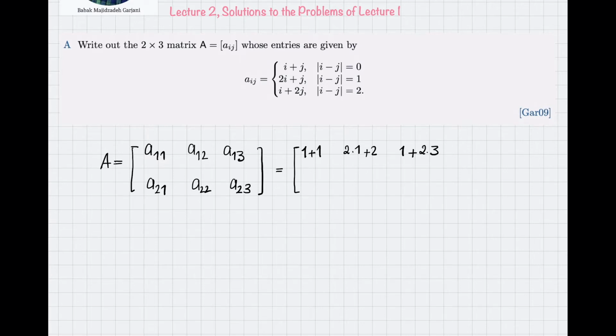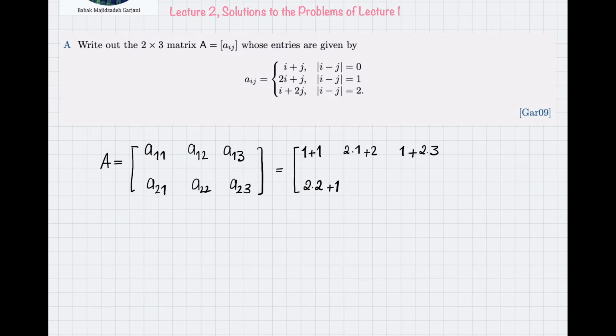by 3. Then when I go to the next one, which is A21, the difference between the i and j indices, i minus j, is positive 1. So again this condition is satisfied, and I need to use this rule. I need to multiply the i index, which in this case is 2, by 2, and then add it to the j index, which is 1.